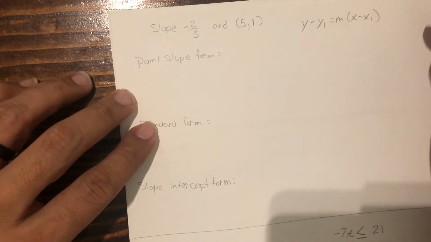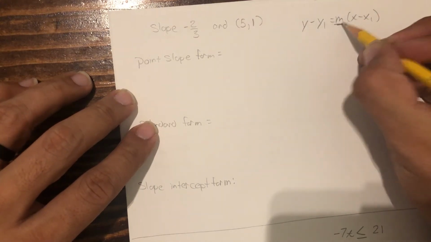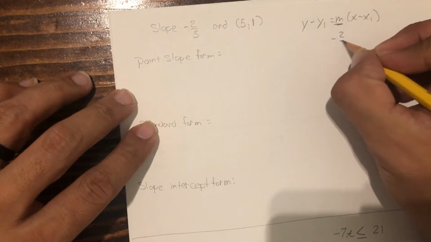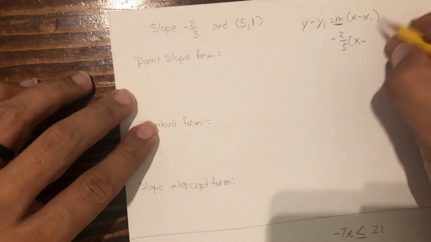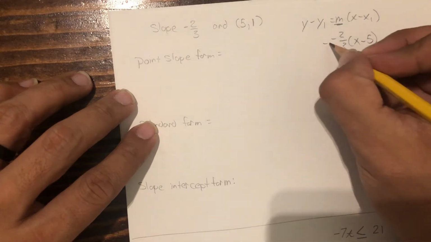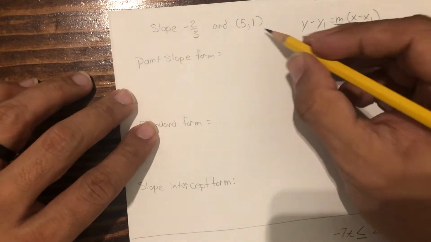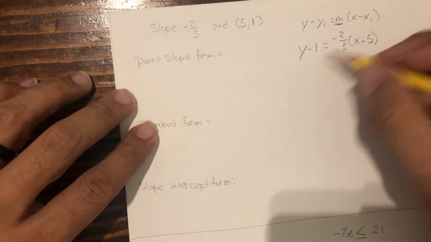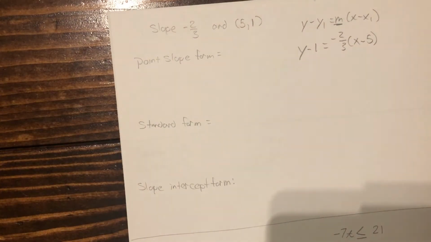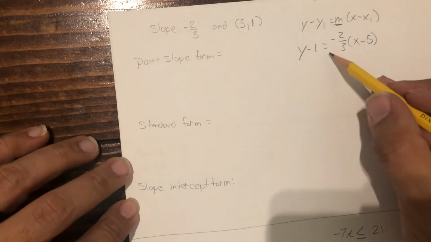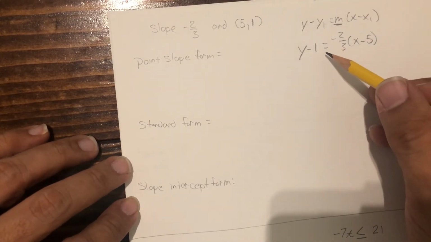So the slope is negative 2 over 3. So negative 2 over 3, times x minus the x, which is 5, equals y minus the 1. That goes there. There it is. That's point-slope form with that slope and that point. What if I wanted to change this into standard form?